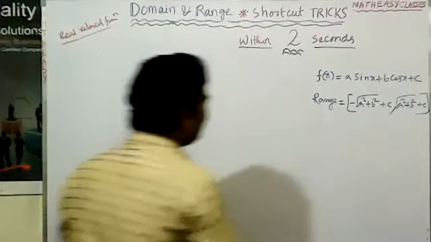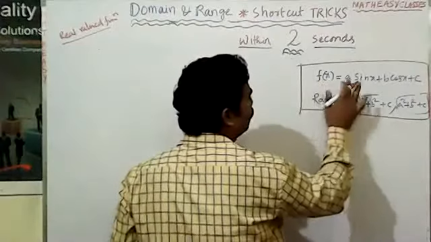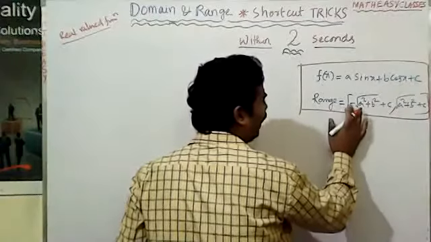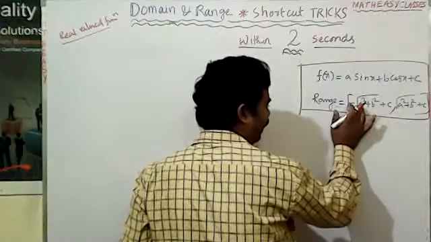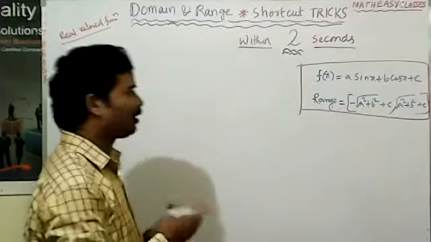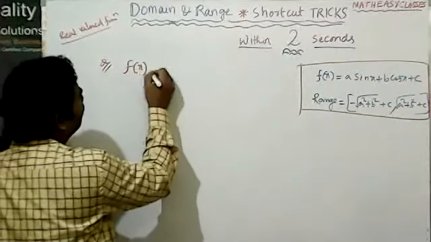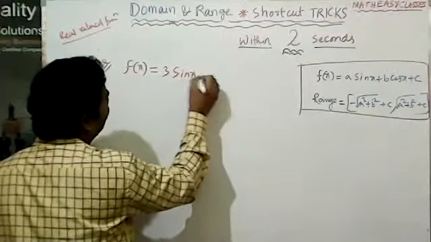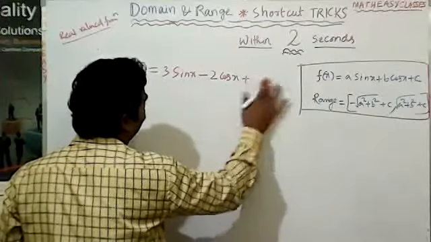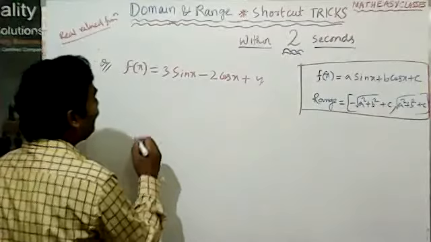What is the technique? If the function is given as f(x) = a sin x + b cos x + c, then the range is from minus root of (a square plus b square) plus c, comma, root of (a square plus b square) plus c. It stays within plus and minus. Just think about the question: f(x) = 3 sin x minus 2 cos x plus, suppose, 4 is given. So what will we do at that time? You can do it very easily.